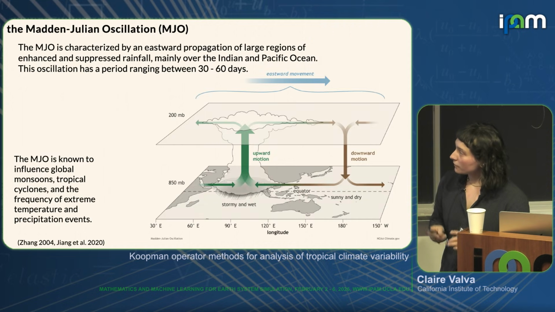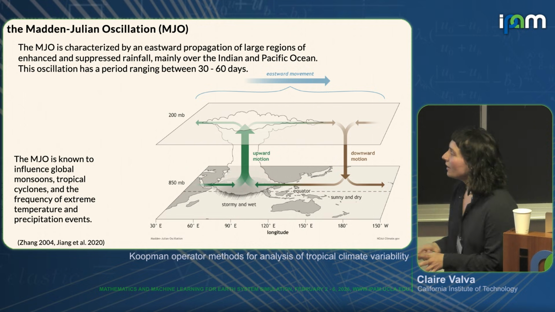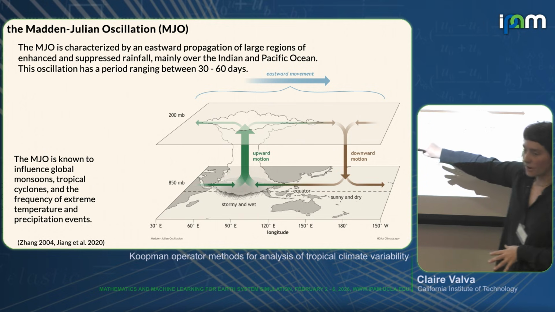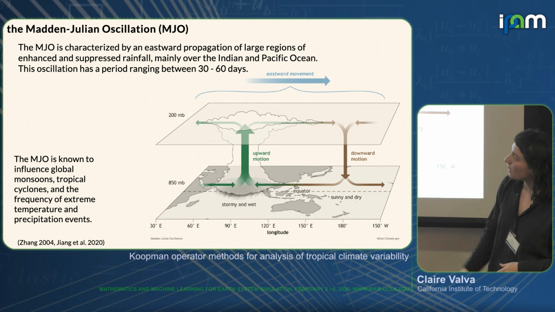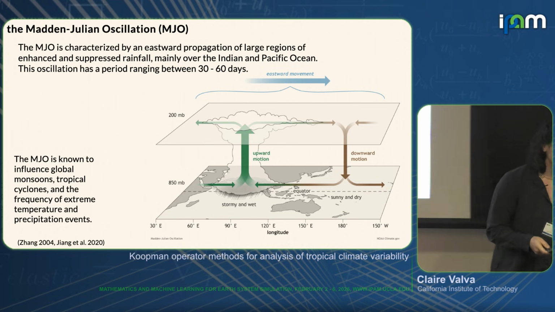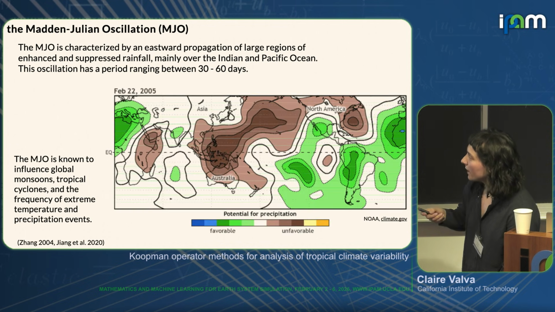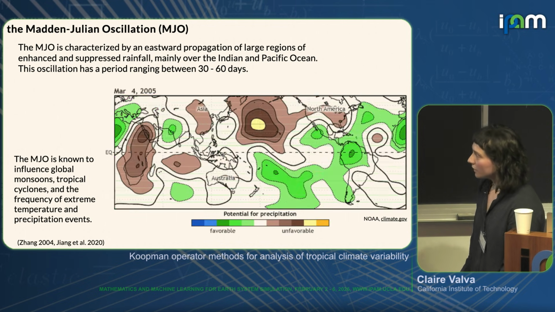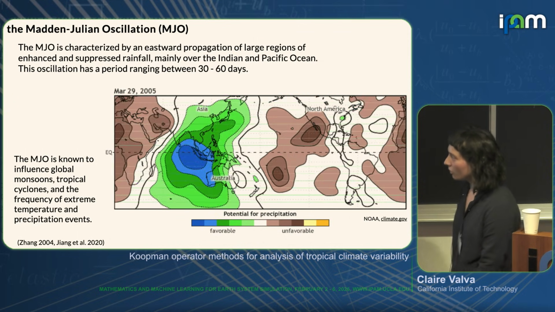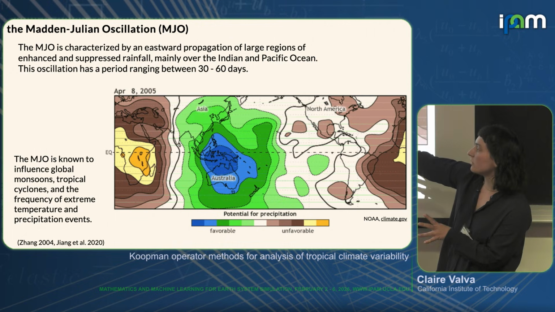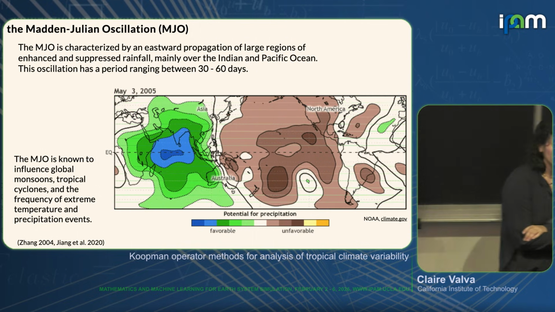So the second problem I'm going to talk about is the MJO. Simply, the MJO is a stormy and wet area with a sunny and dry area that propagates eastward in the tropics. It has an oscillation period between 30 and 60 days. If you look at how it propagates on the globe, it looks something like this, where I believe what they're plotting here is velocity potential. We can see these large areas of increased and decreased precipitation as they propagate eastward.